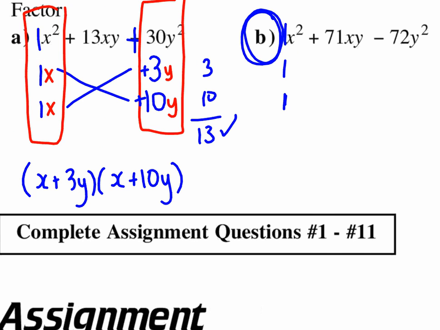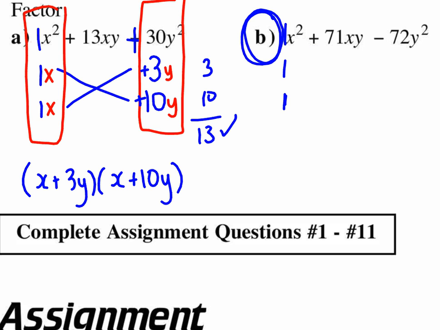Two and 36. 3 times 24. 4 goes in, right? 18. 6 and not 8. 12. Yes, 12, of course. And that's it? Nope. 8 and 9. Okay, that's a big factor tree.